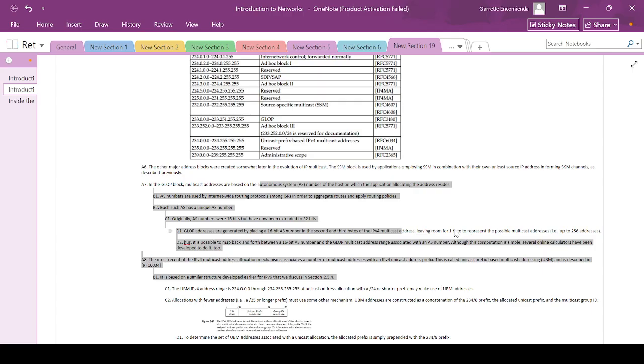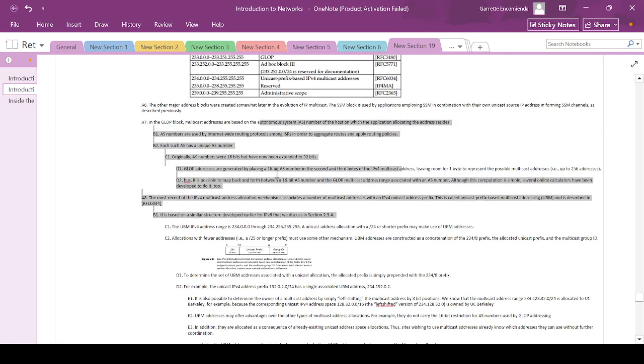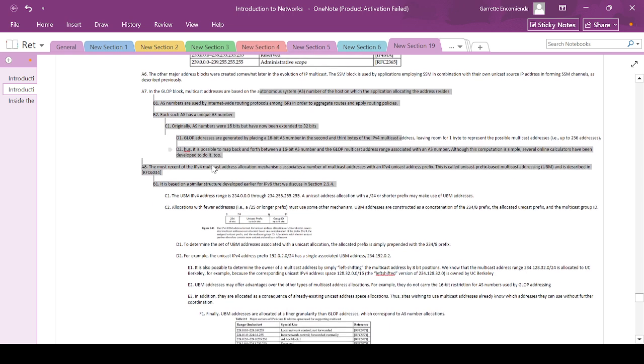Each such AS has a unique AS number. Originally, AS numbers were 16 bits, but have now been extended to 32 bits. GLOP addresses are generated by placing a 16-bit AS number in the second and third bytes of the IPv4 multicast addresses, leaving room for 1 byte to represent the possible multicast addresses, up to 256 addresses.